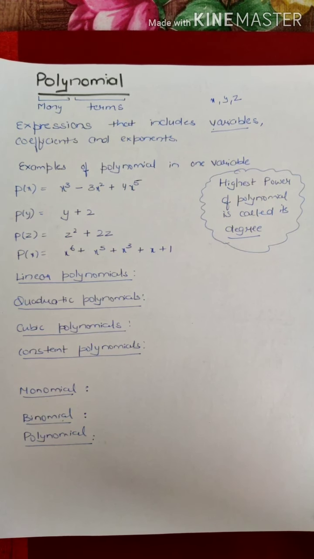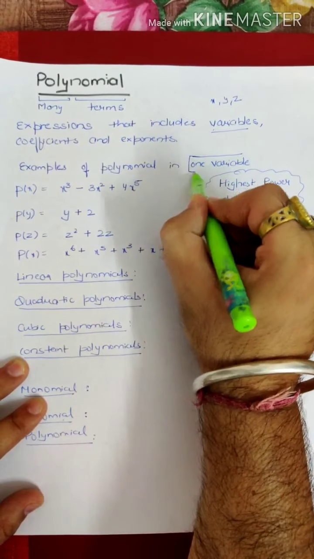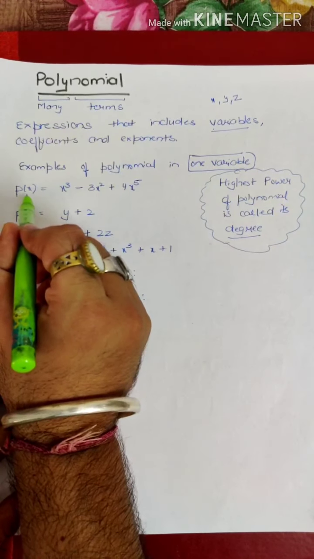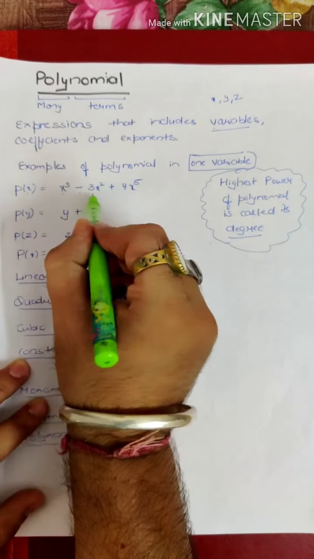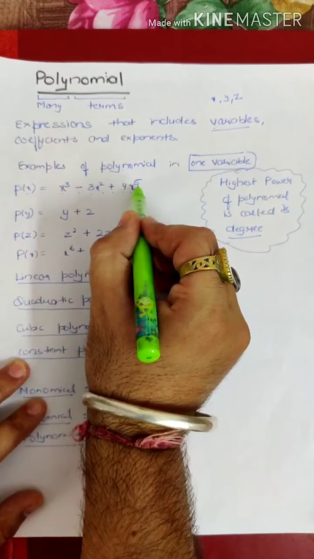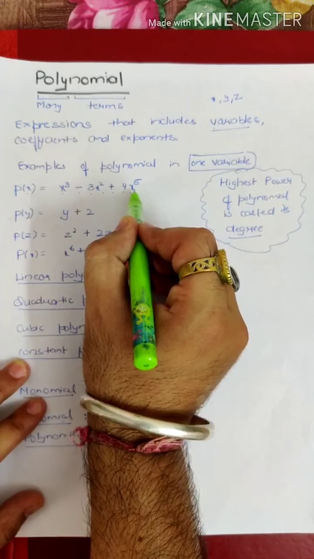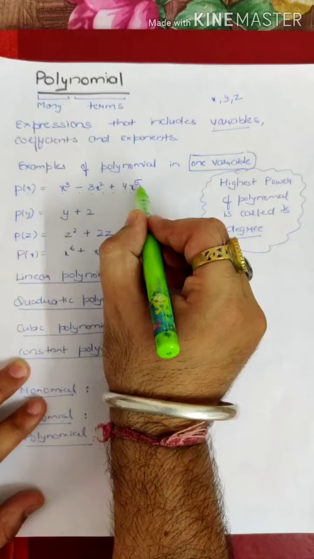Now some examples of the polynomials in one variable. We are using only one variable right now. A few of the examples are written as polynomial only in variable x, that is given as x cube minus 3x square plus 4 into x raised to power 5. So here we can see that the variable x has been used and the exponents are 3, 2, 5.